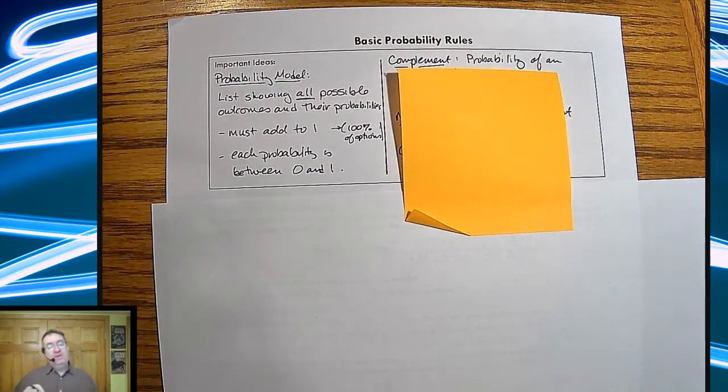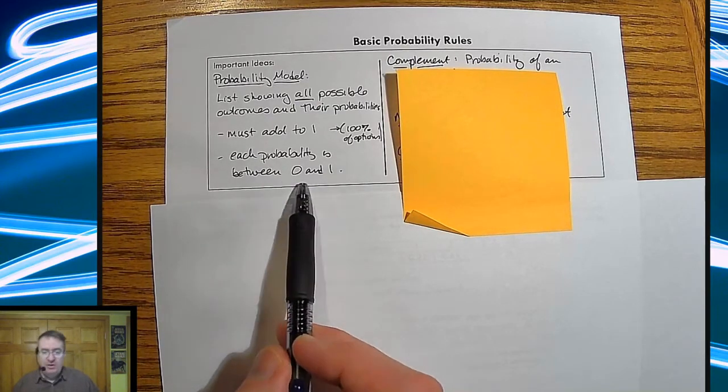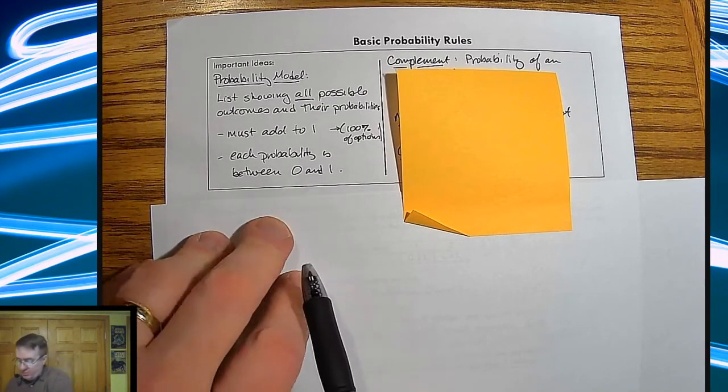The probability of each separate event is going to be between 0 and 1, because think about what's going on. If everything adds up to be 1, you can't have a negative probability. Either it happens or it doesn't, and you can't go lower than that. So each of the individual probabilities has to be between 0 and 1.